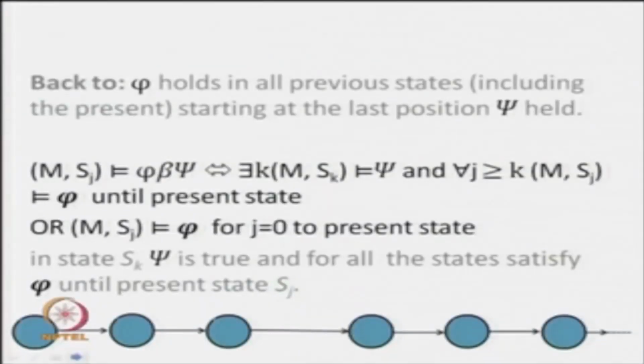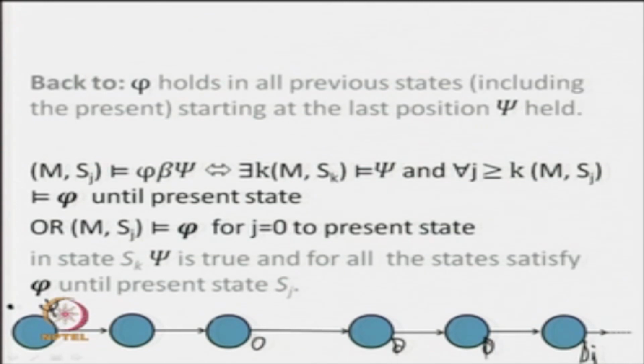Similarly, the last operator in this particular series is your back to. So, it says that phi back to psi holds in a particular state if phi holds in previous states, including the position where psi holds. Again, since in past we may have infinite states, we will restrict to some initial states. Just say that we are going to look from this particular state, say S j. Now, we are going to say whether in this particular S j, phi back to psi holds or not. Similarly, as in future we have the until operator, phi until psi, here for phi back to psi, we are going to get some state in this particular model in the past where psi holds, and in all the states between that and S j, phi holds.